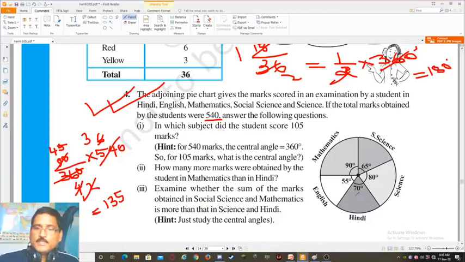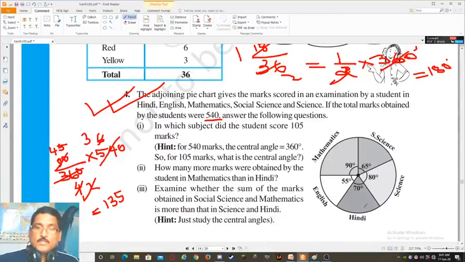70 by 360 multiplied by 540. This way, you will get the individual score of each subject. Okay, the total score is given. You have to distribute it among 6 subjects. How many more marks were obtained by the student in mathematics than in Hindi? So you have to find the score of Hindi, and you already have mathematics, and then you find the difference.